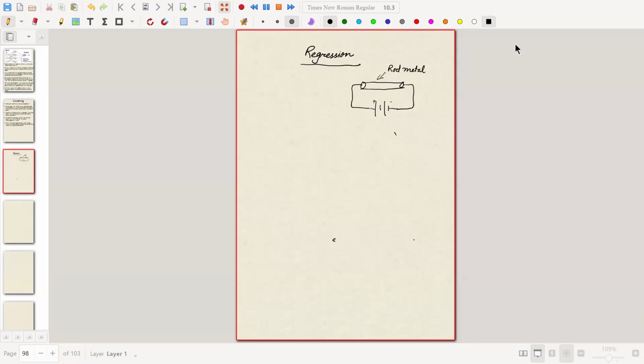Okay, so this is a metal rod, and what I am doing is I am passing a voltage V, and the current flowing here is I. All right. So metal has its own resistance. Suppose I call it R.